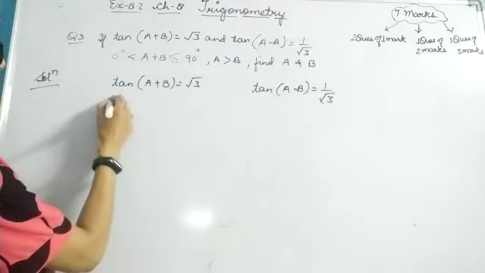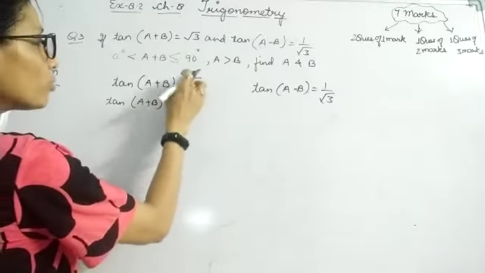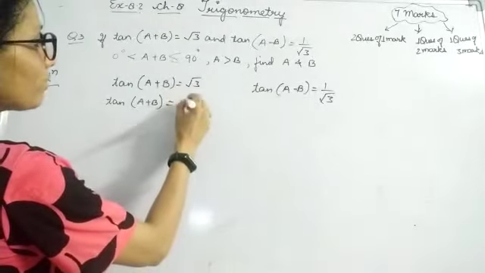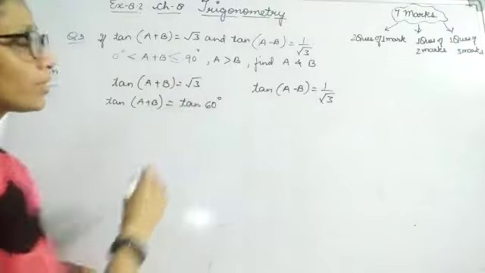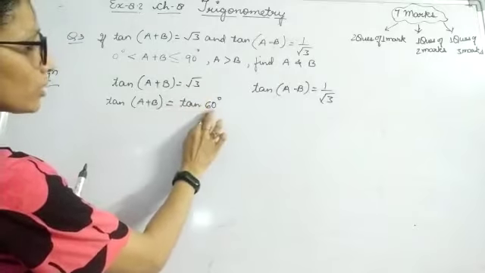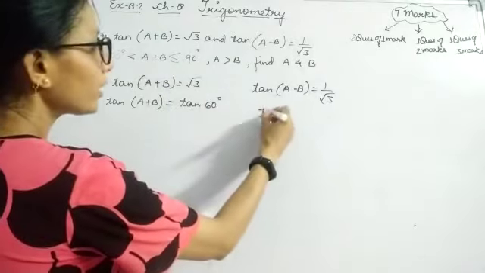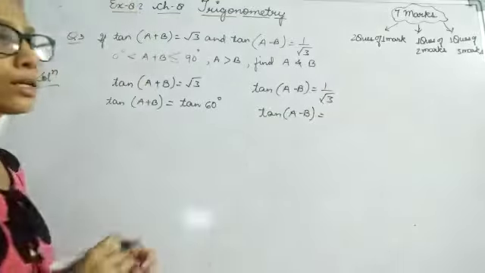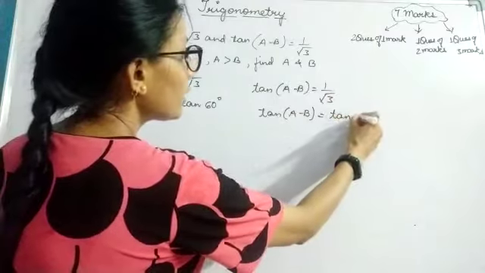So here this will be written as it is, that is tan(a plus b), and you know tan has the value root 3 at what degree? Just open your book and see that root 3 is the value at 60 degrees. That means tan 60 degrees gives you root 3. Similarly, here I can write tan(a minus b). You find out at what angle tan has the value 1 by root 3. So here the value will be tan 30 degrees.